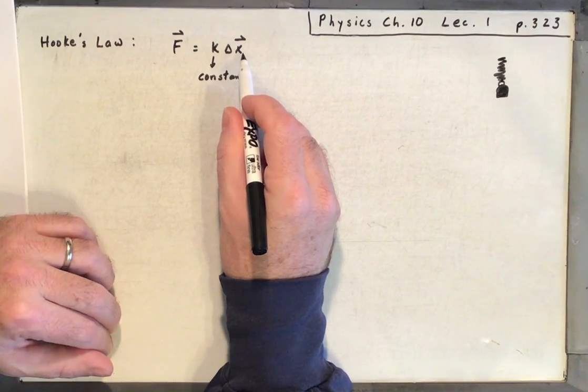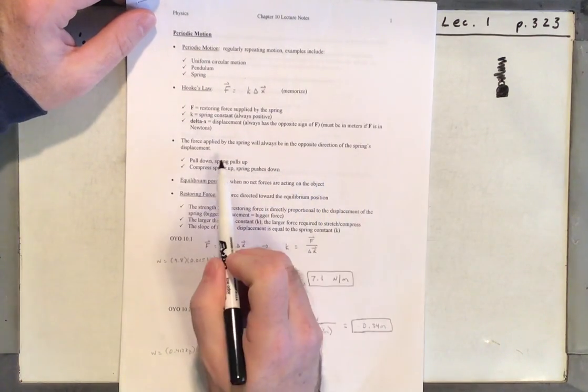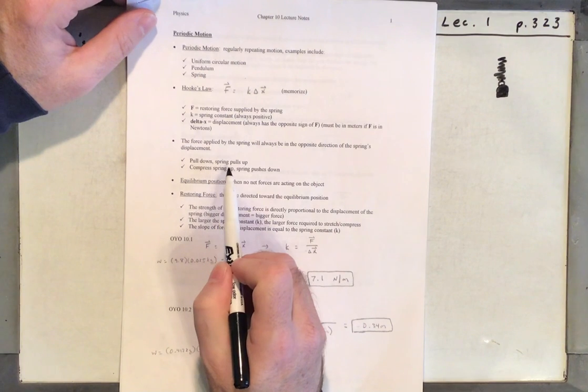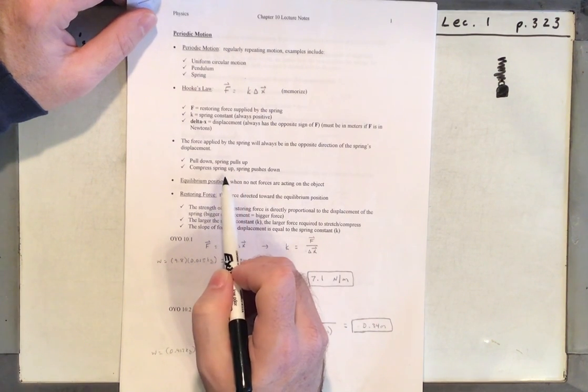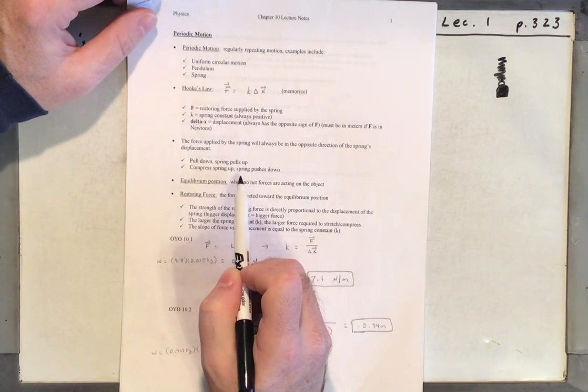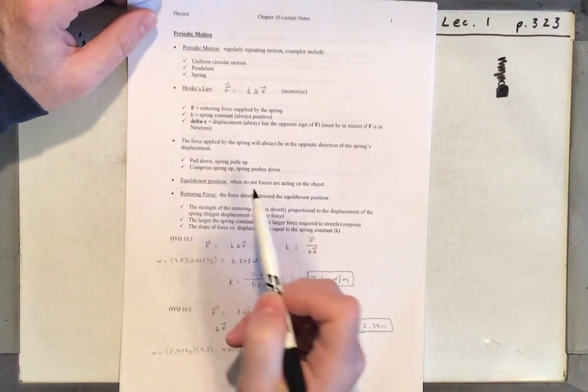The force applied by the spring will always be opposite in direction of the spring's displacement. So if you pull a spring down, then the force is going to go up. It's going to resist and try to pull it back upwards. If you compress a spring, then the spring is going to push the opposite direction of the compression.